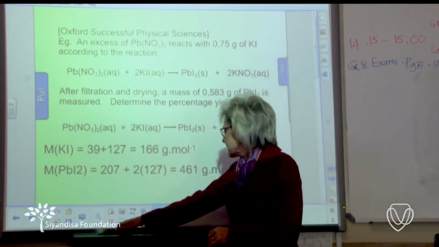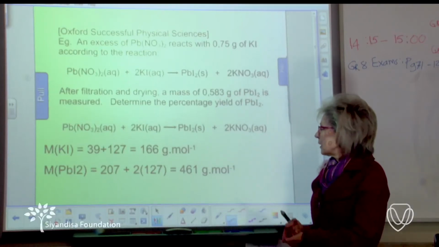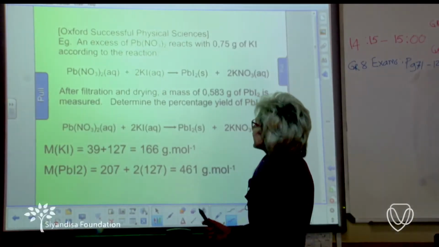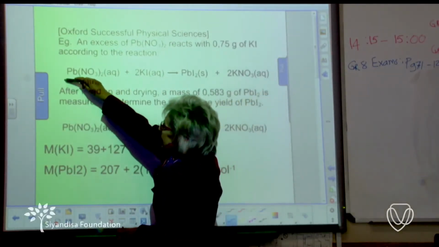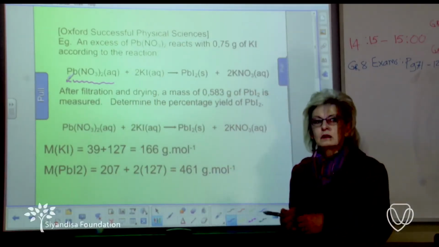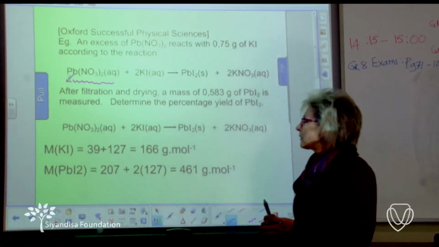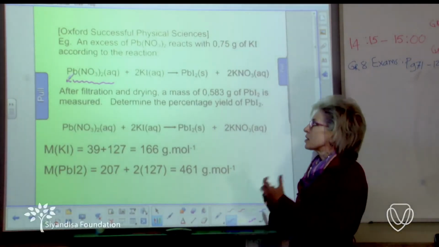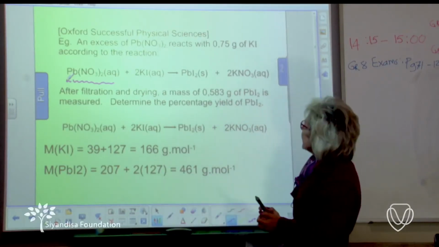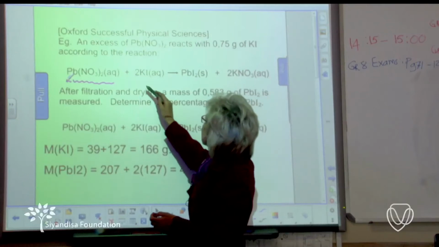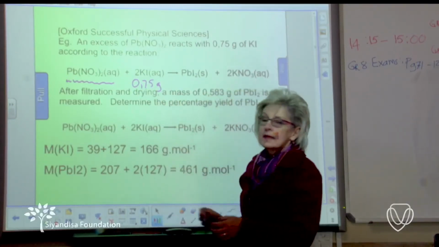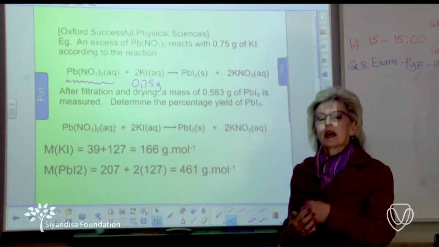Now once more, as I said before, if you've got no clue what you're doing, work with what you've got. So we've got an excess of lead nitrate. What does excess mean? At this point, excess means you're not going to use it in your calculation. Now you'll see when we get to the actual grade 12 calculations, they do something extra with that excess. For potassium iodide, we know that it's reacted with 0.75 gram. So I've got an amount there. What can I do with it? I can convert it to mole.